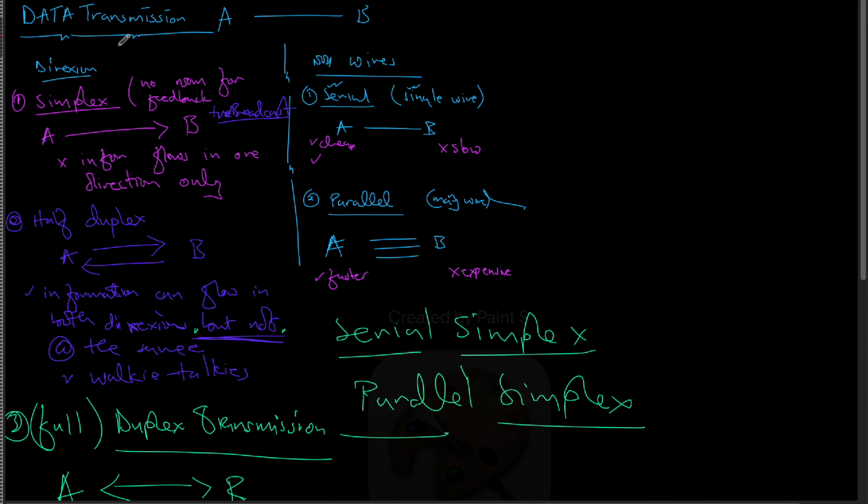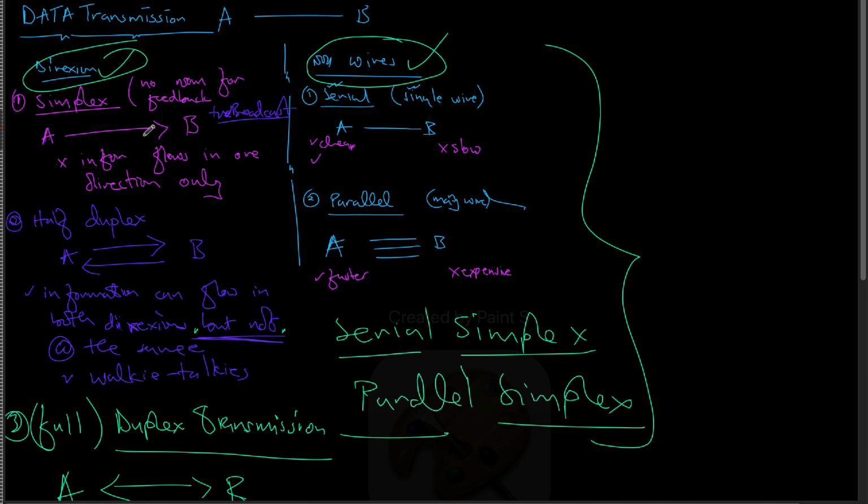So just know that these two can actually be joined together to form a single type of transmission that you're going to be having. Why? Because this one is just talking about the number of wires, and this one is talking about the direction. I hope you have mastered this part.